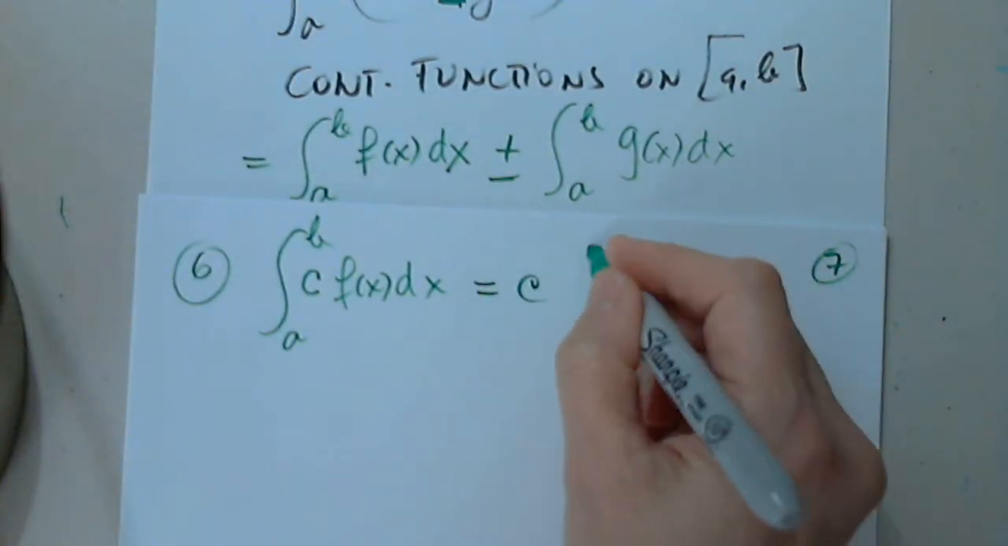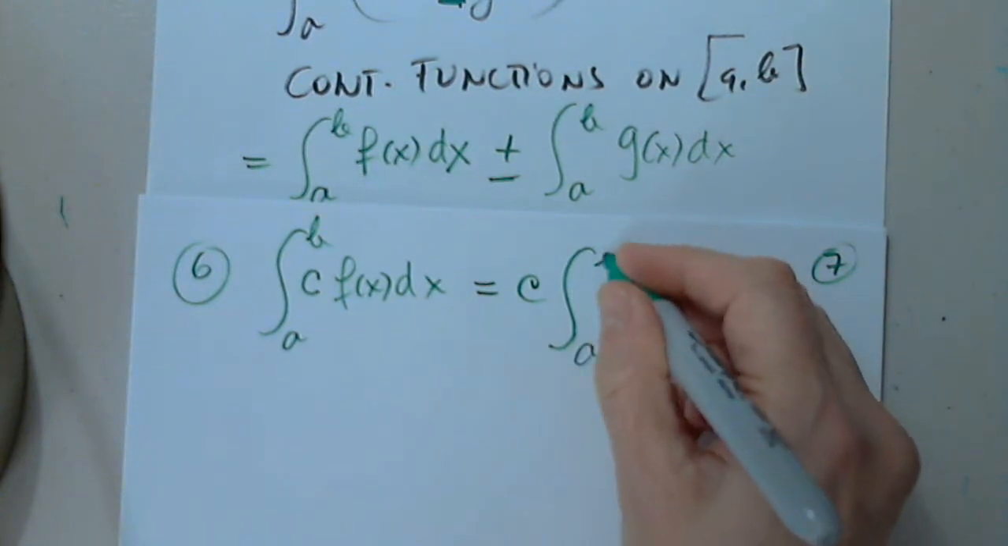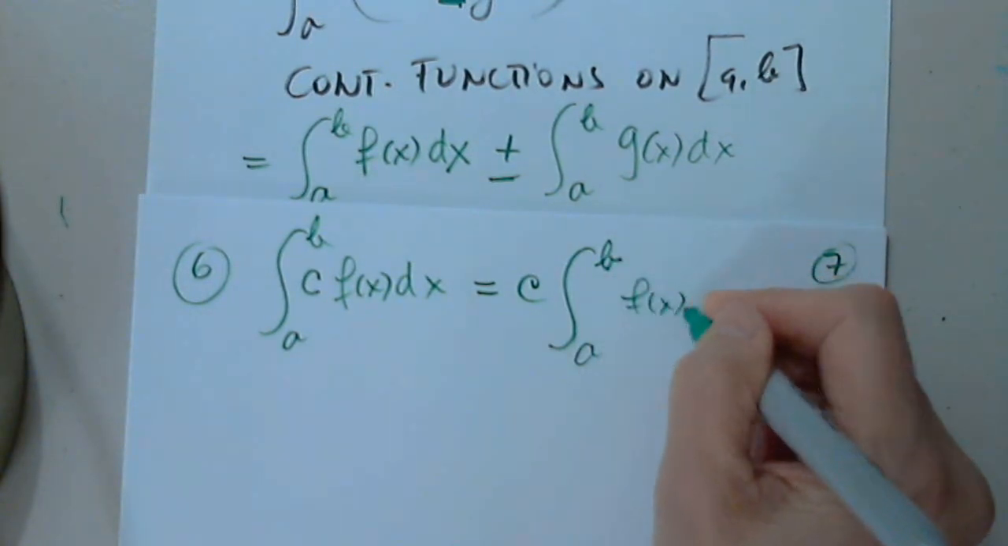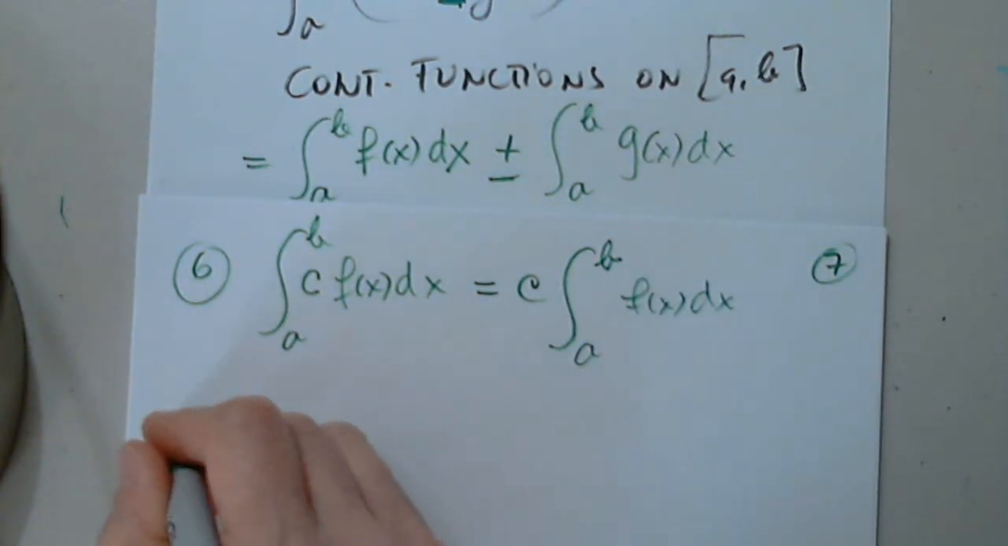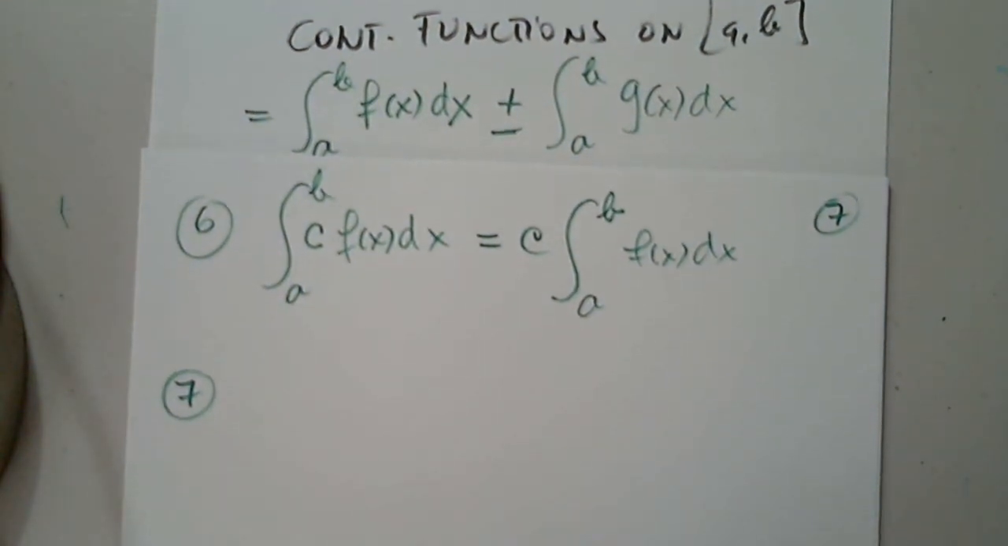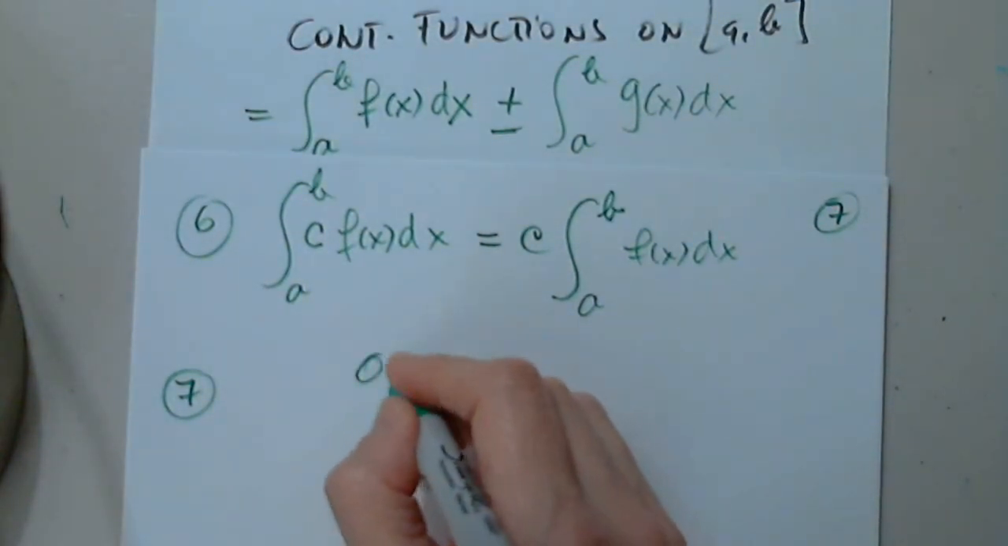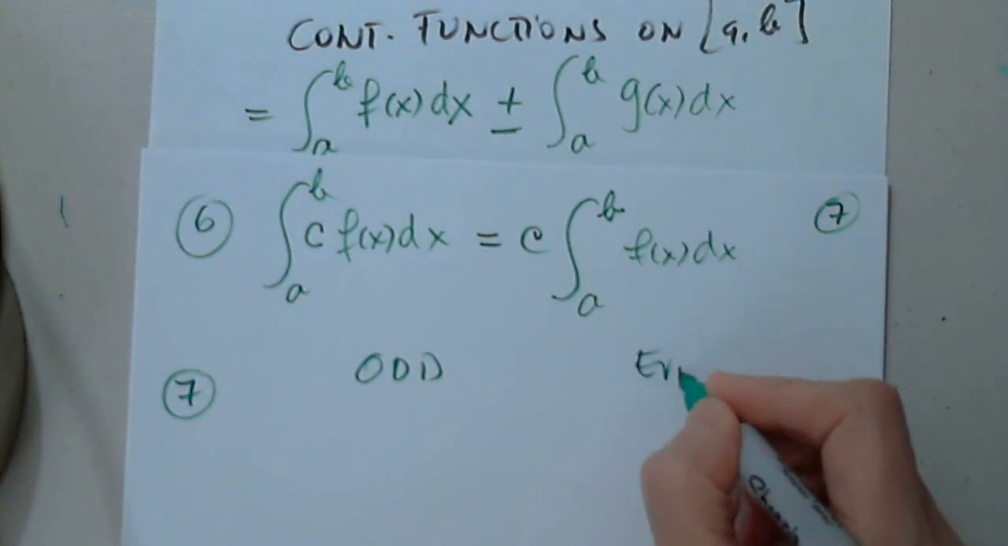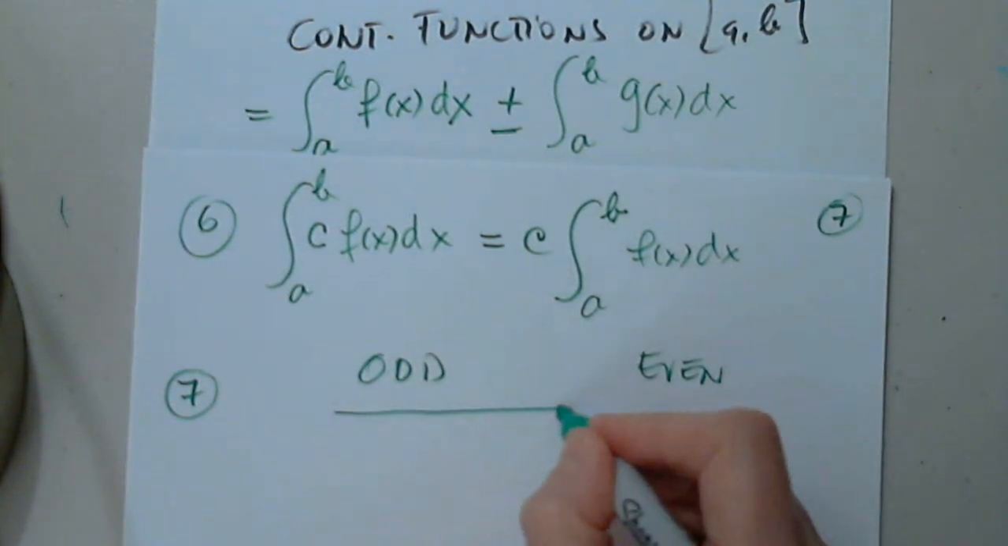Equals c times the integral from a to b of f of x dx. Awesome. Here's number 7. And now I would like to talk about odd and even functions.